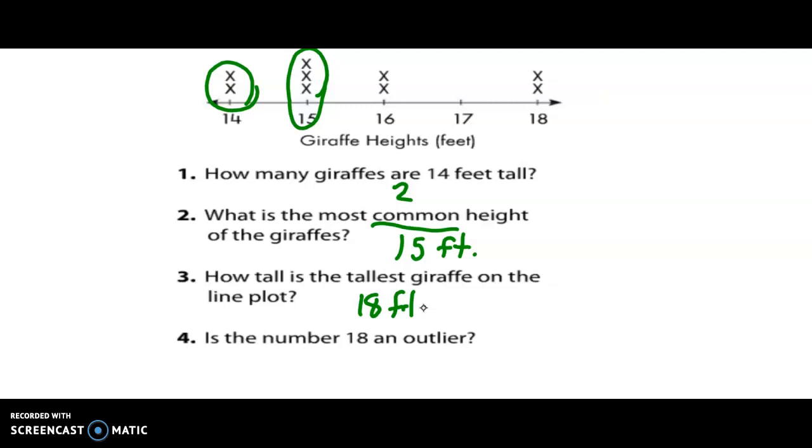And then the final question, is the number 18 an outlier? And I hope that you're thinking, no, because it's not. It is a little bit away from everybody else, but it's not far out there. There's only one number in between them. So 18 is not an outlier. The other reason is because there's 2 of them, and it's not one thing all by itself laying far out. So the answer is no, it is not an outlier.